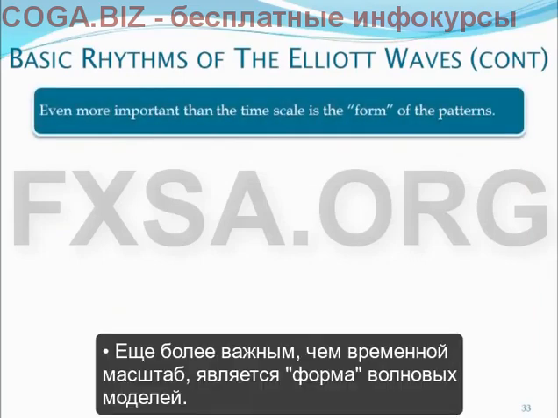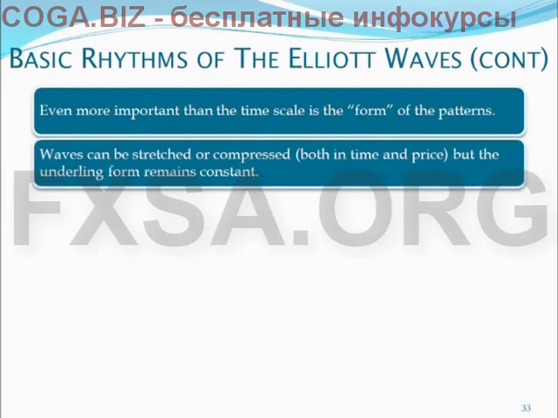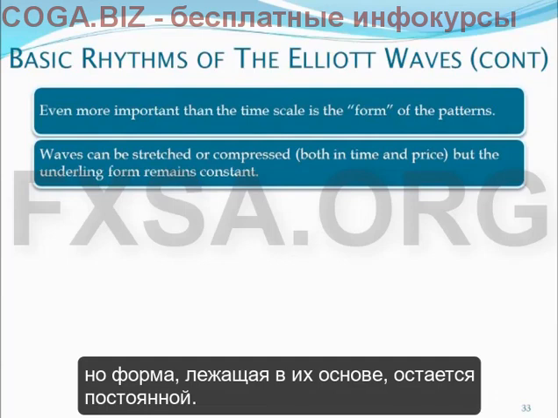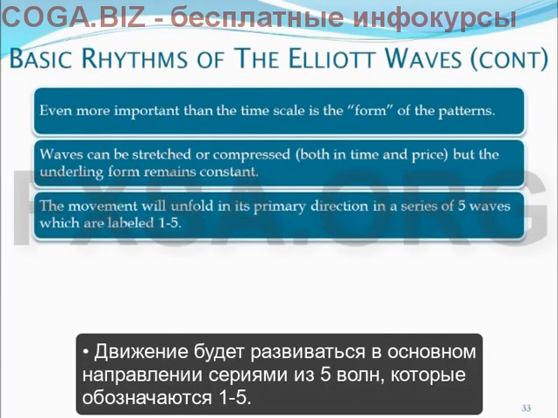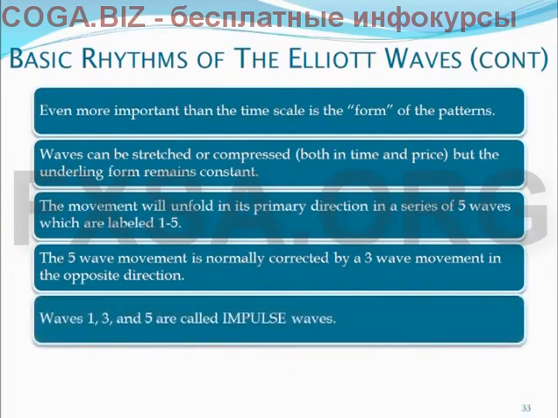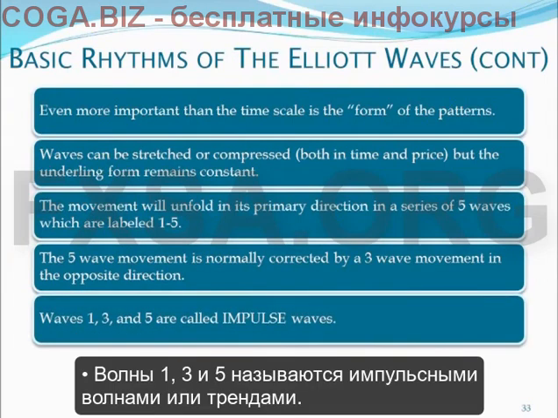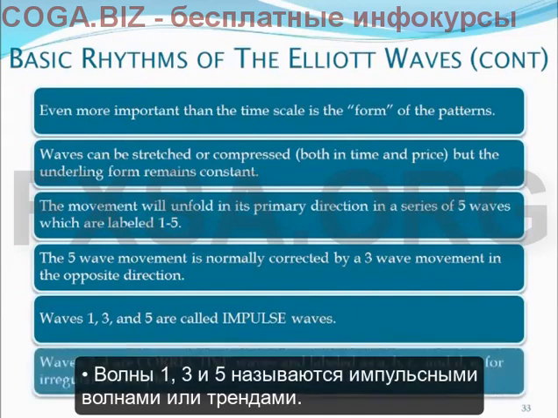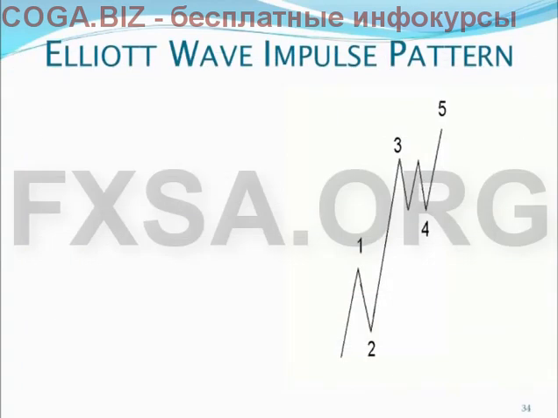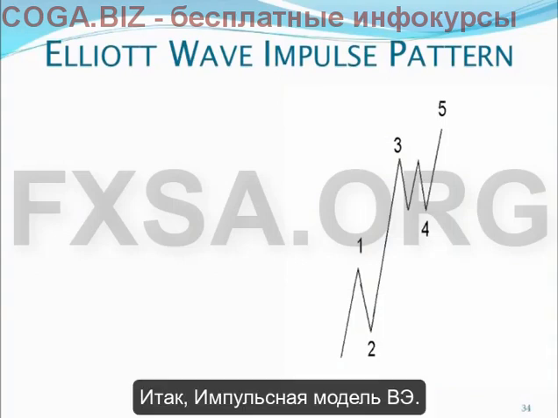Even more important than the time scale is the form of the patterns. Waves can be stretched or compressed, both in time and price, but the underlying form remains constant. The movement will unfold in its primary direction in a series of 5 waves which are labeled 1 through 5. The 5-wave movement is normally corrected by a 3-wave movement in the opposite direction. Waves 1, 3, and 5 are called impulse waves, or trends. Waves 2 and 4 are corrective waves labeled as A, B, and C, and again D and E for irregular or complex waves.